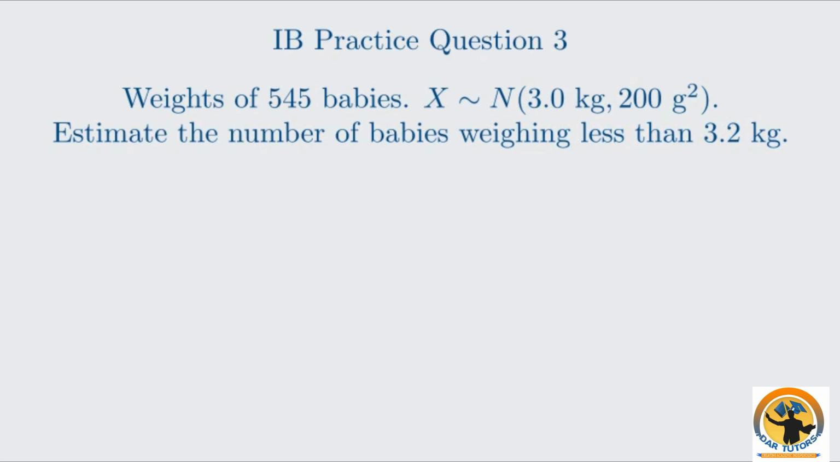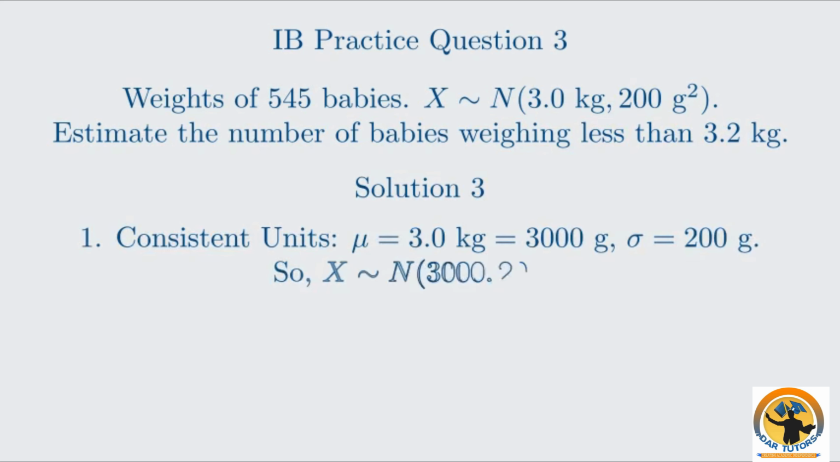Pause and consider this problem carefully. Notice the units are mixed. Before we begin, we must ensure all our units are consistent. The mean is in kilograms, but the standard deviation is in grams. We can convert the mean to 3,000 grams. This gives us X is distributed normally with mean 3,000 and standard deviation 200.